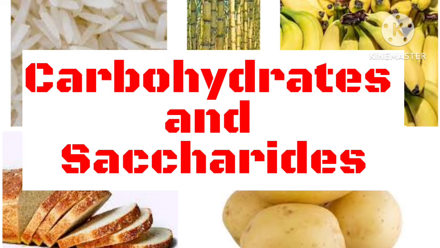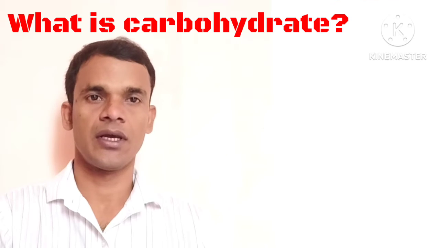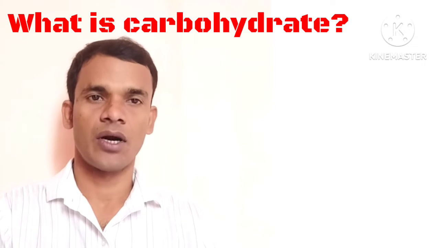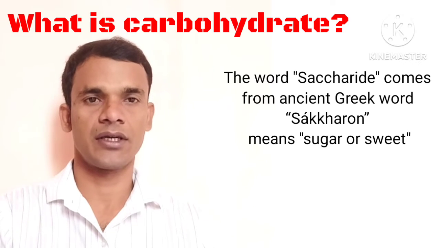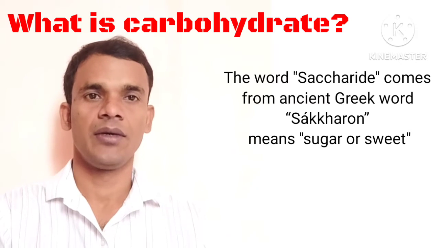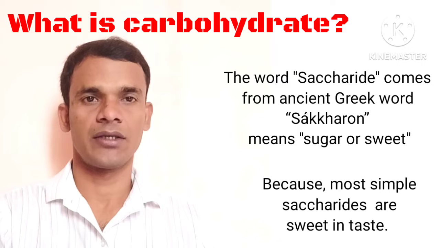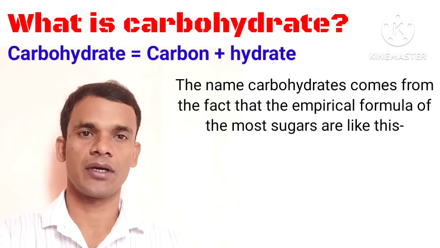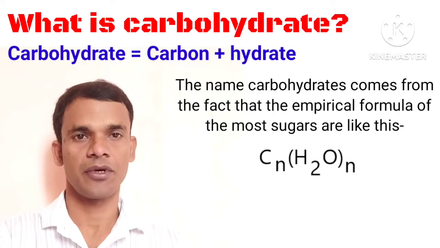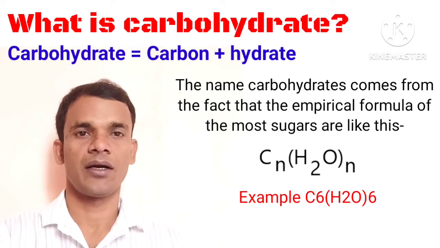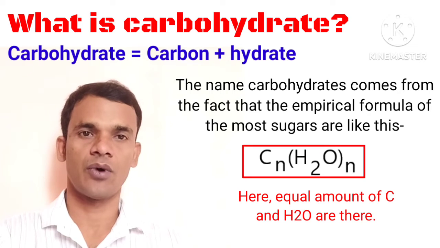First, I will discuss carbohydrates and saccharides because they are very simple and easy to understand. The word saccharide comes from the ancient Greek word saccharon, meaning sugar or sweet, because most simple carbohydrates are sweet in taste. And the name carbohydrate comes from the fact that the empirical formula of most sugars is like this. Here, equal amounts of carbon and water are present.